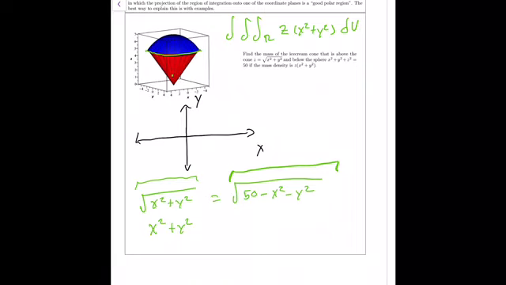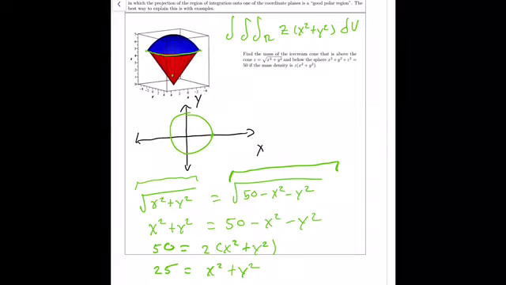Now, if you square both sides, you end up with x squared plus y squared is equal to 50 minus x squared minus y squared. Or in other words, 50 is equal to 2 times (x squared plus y squared), or 25 is equal to x squared plus y squared. So in the xy plane, you get a circle of radius 5 centered at the origin. This is the projection of this region onto the xy plane.